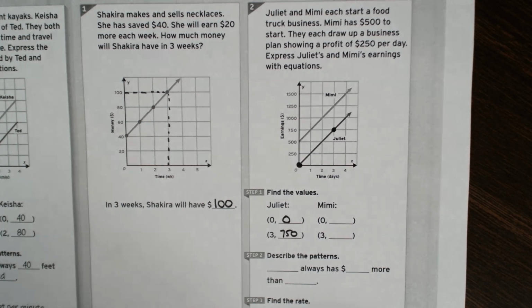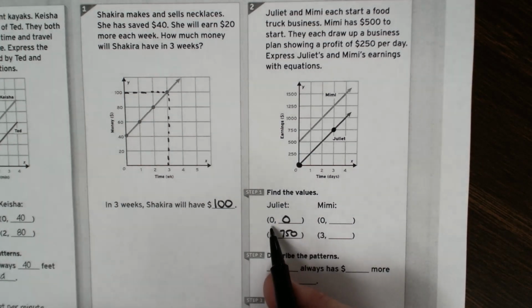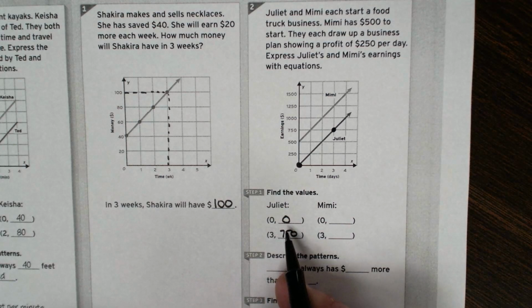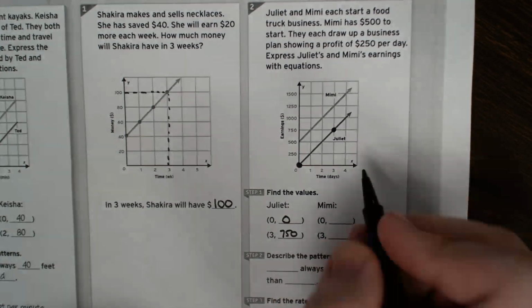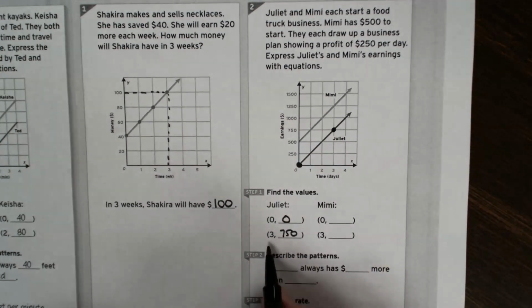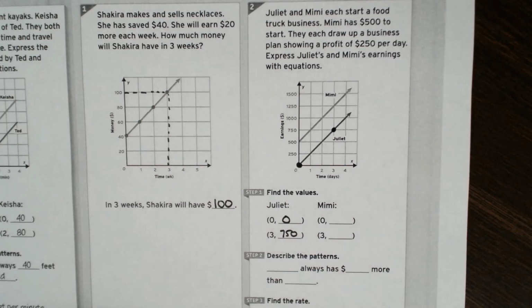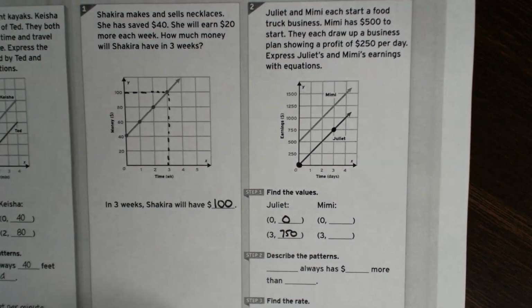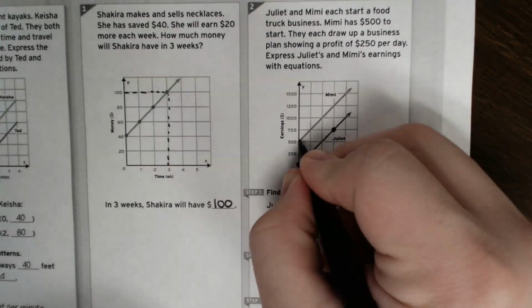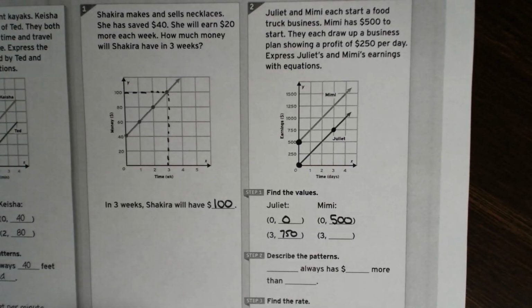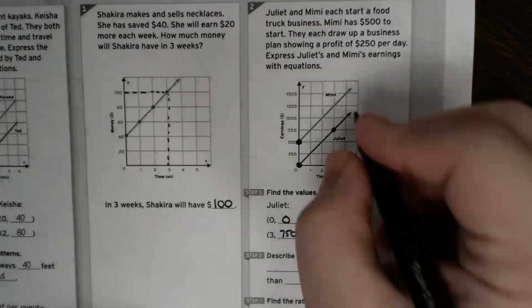On Juliet's graph, when we've got an x-coordinate of 0, meaning 0 days, we've got a y-coordinate of 0, meaning she didn't have any money. Then when we've got an x-coordinate of 3, meaning 3 days, the y-coordinate is 750, meaning in 3 days she's got $750. For Mimi's graph, we've got the coordinate 0, 500. And then 3 comma 1250.